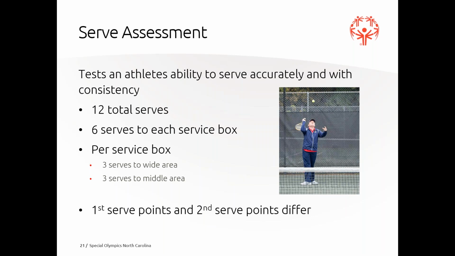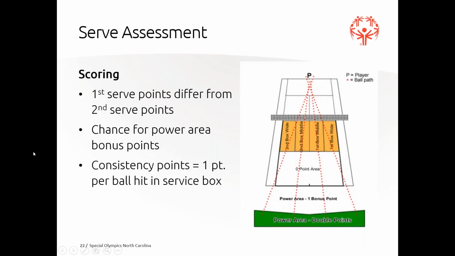The athlete will hit 6 balls to one service box, then switch sides and hit 6 to the other service box. Athletes will be scored based on the diagram in the ITN assessment levels 4 and 5 instructions. The bonus points area will remain the same as from the other tests. Athletes must serve in the correct service box in order to score points.